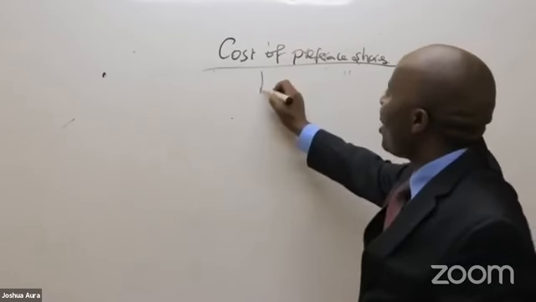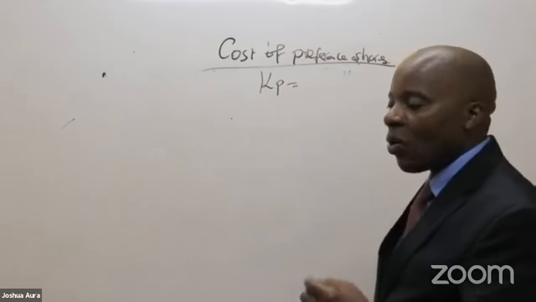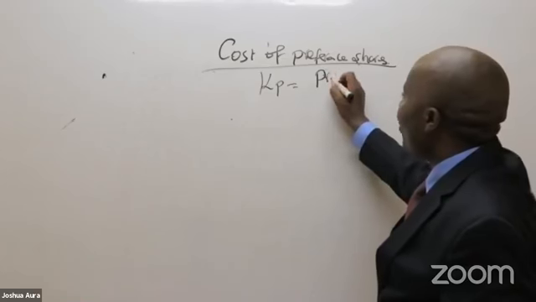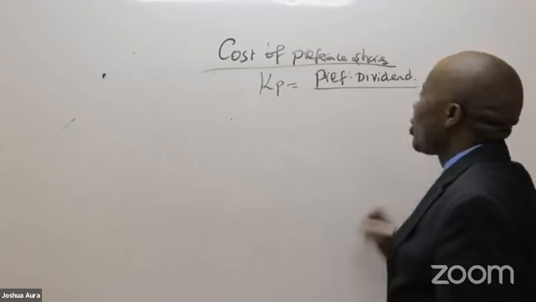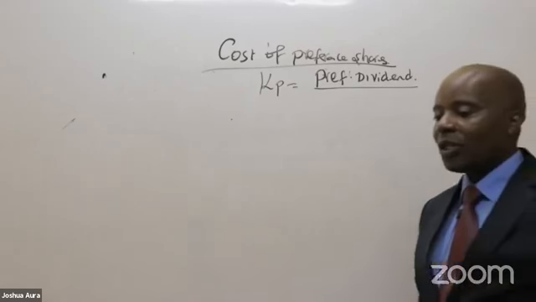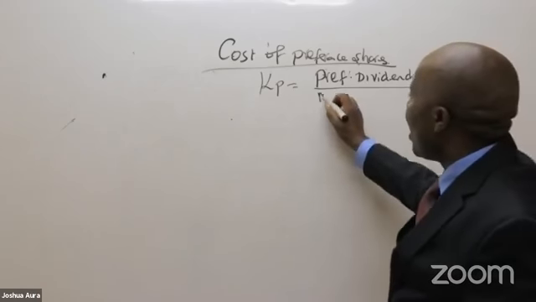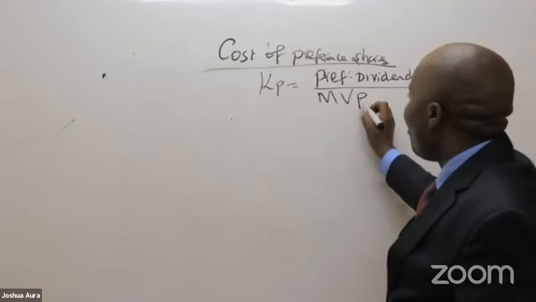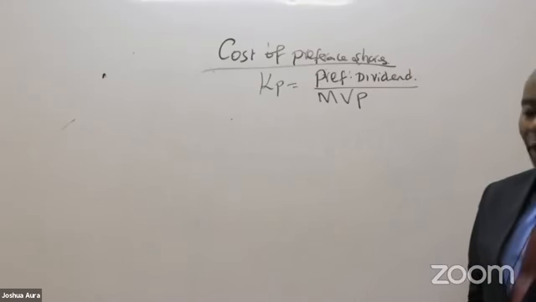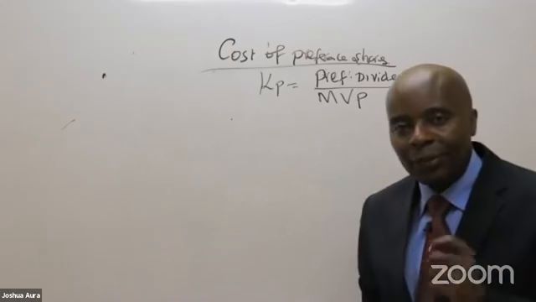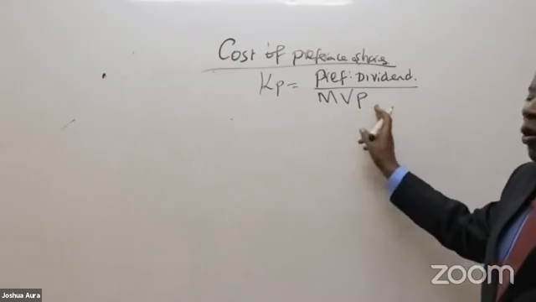For cost of preference, remember what the preference shareholders normally get. Preference shareholders, ladies and gentlemen, normally get what we call the preference dividend. So the cost of preference shares will be equal to the preference dividend, all over the market value of preference shares. Please write that in full: all over the current market value of preference share capital, of preference shares.